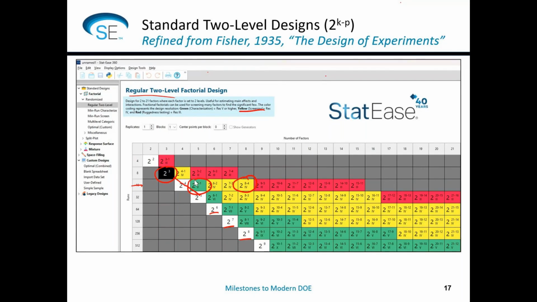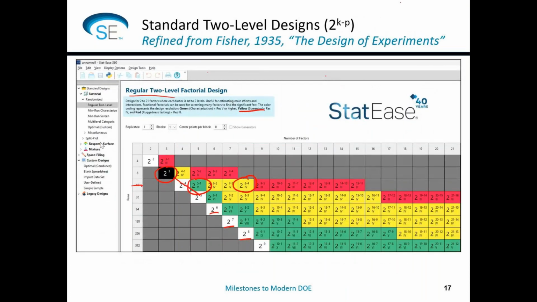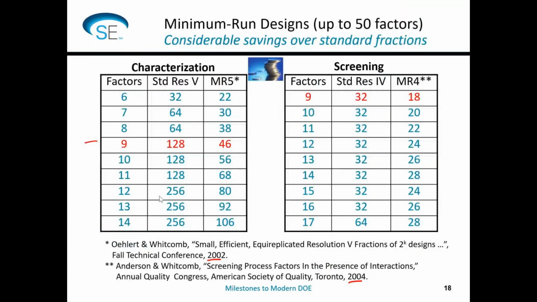But what if you have 9 factors? Well, then if you're trying to do a screening to get a yellow design, we'd have to do 32 runs. But with this optimally built template that we've got in our minimum run screening, you can do it in only 18. Now, we normally recommend adding 2 more just to be safe, and so we have an MR4 plus 2 of 20 that I would recommend.